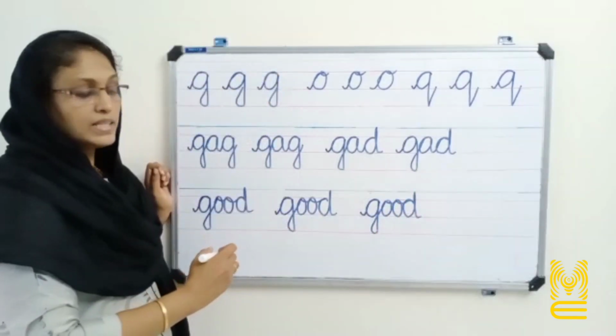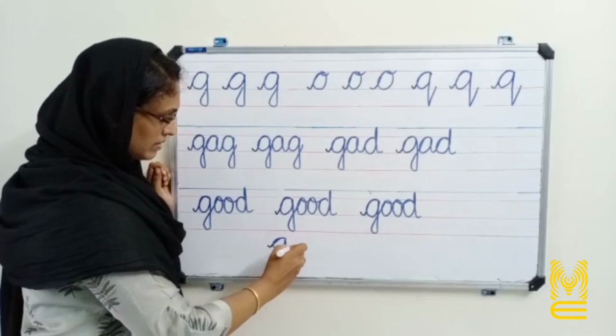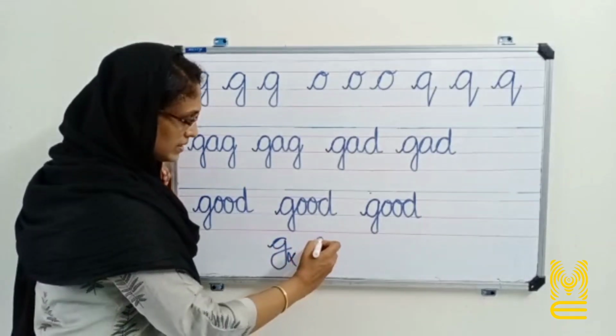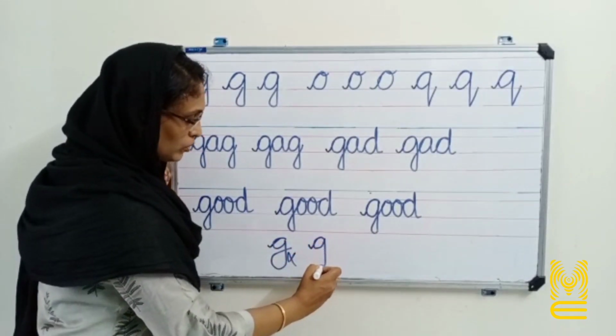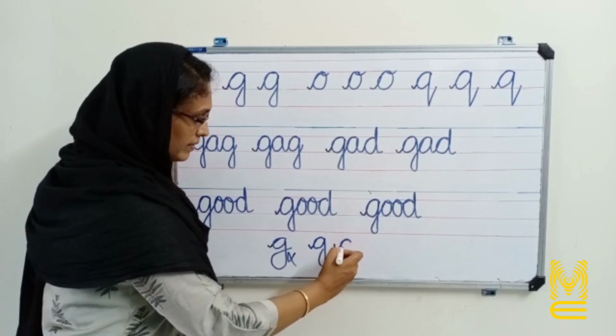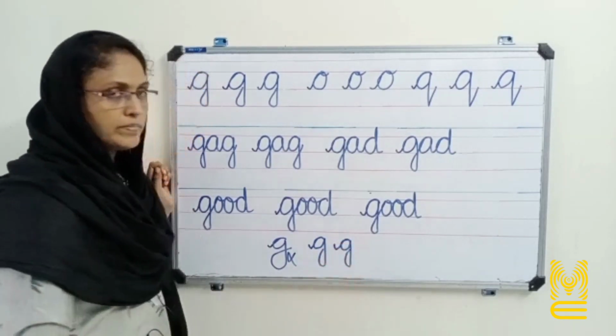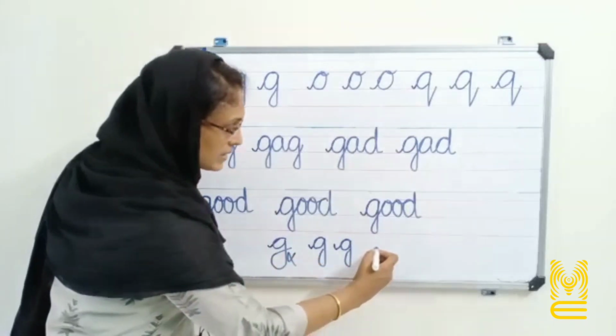Some people write G like this. This is wrong. Don't write like this. You should write like small loop G. Then write the letter Q like this.